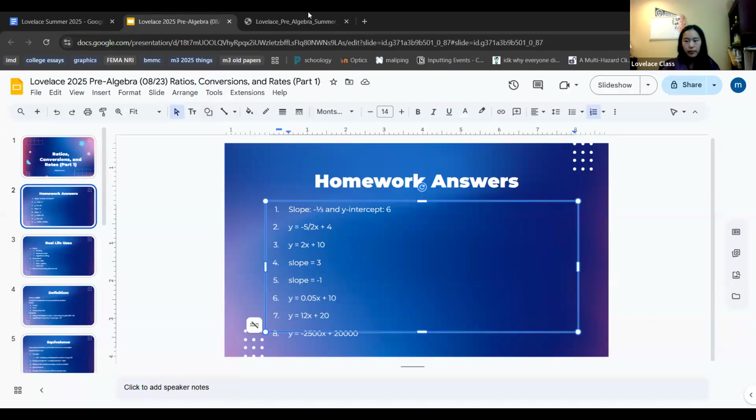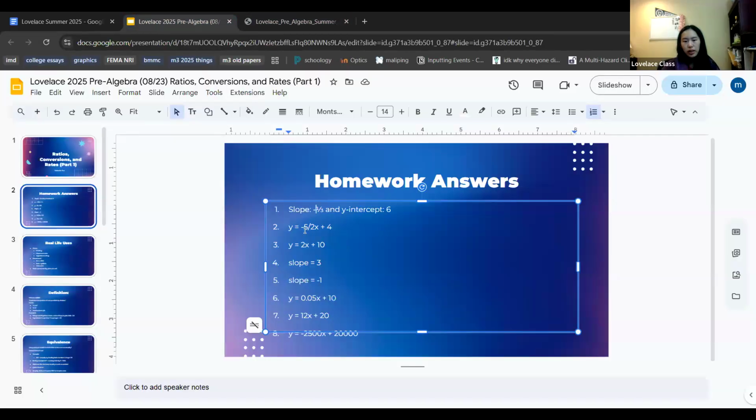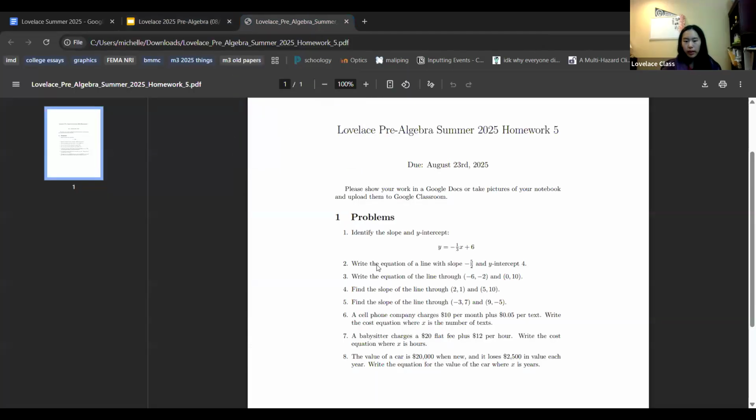The y-intercept is the thing that you add at the end, and the slope is the coefficient of x. So for the second problem, it says write the equation of a line with slope negative 5/2 and y-intercept 4. This is just written as y equals negative 5/2 x plus 4, because again, slope is the coefficient of x, and the y-intercept you just add on at the end. So that's the answer to problem 2.